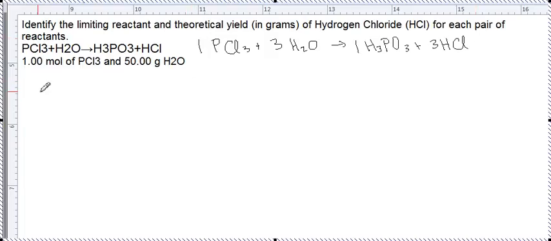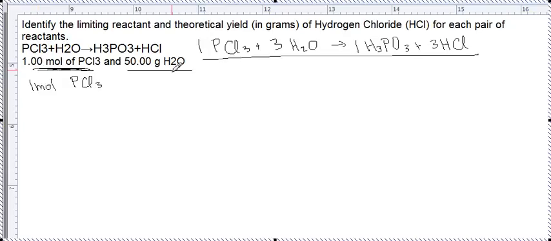Okay, so we want to test whether 1 mole of PCl3 is going to give you, and we also want to test 50 grams of H2O. Now step number 1 was to balance the equation. We did that. Step number 2 was to convert everything into moles. So PCl3, this part's in moles already. This one isn't. So I'm going to do that into moles.